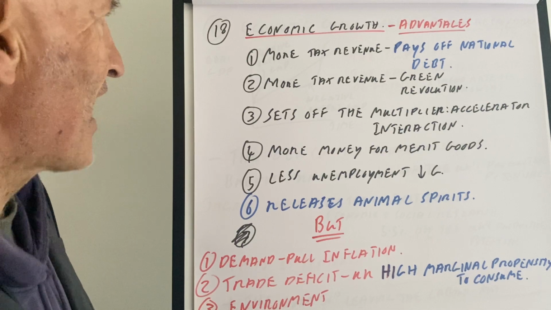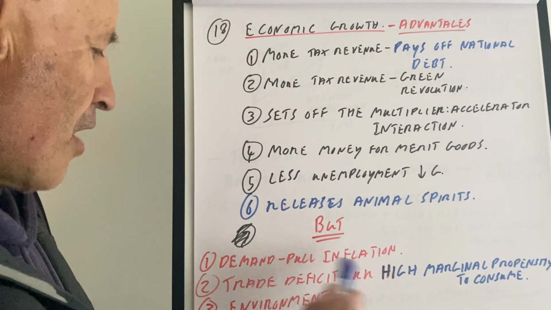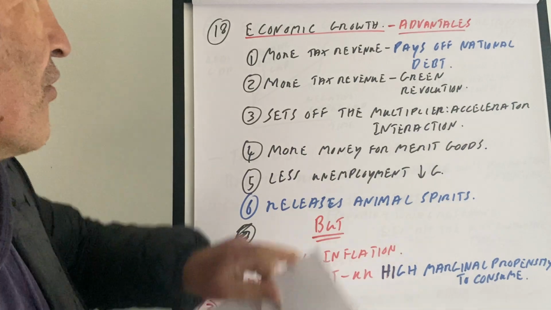Okay, so this is economic growth on here, but problems with demand pull, trade deficit, and more problems for the environment on there.